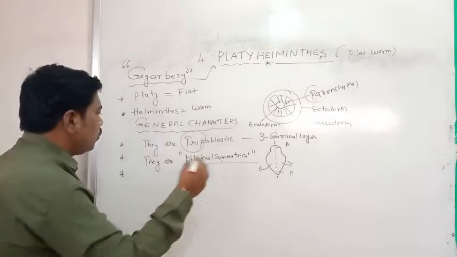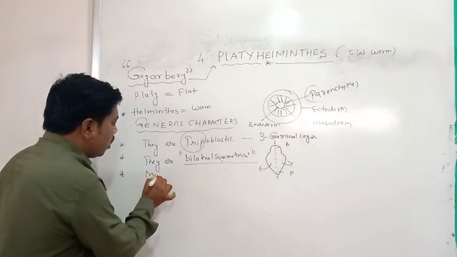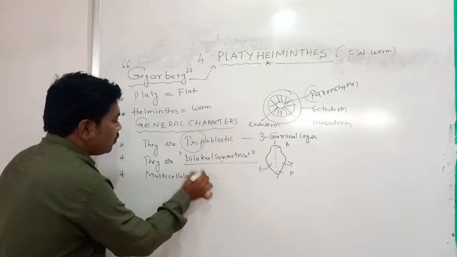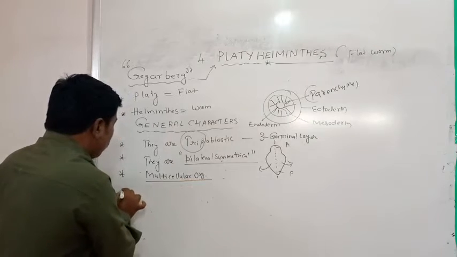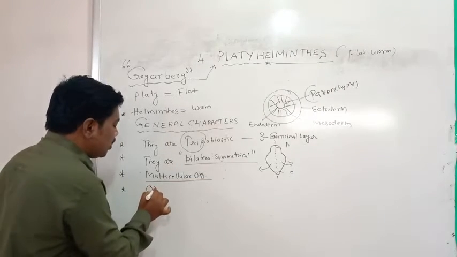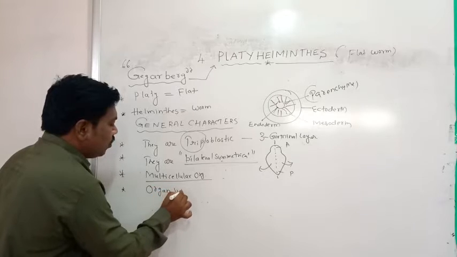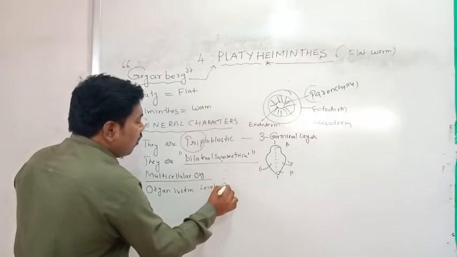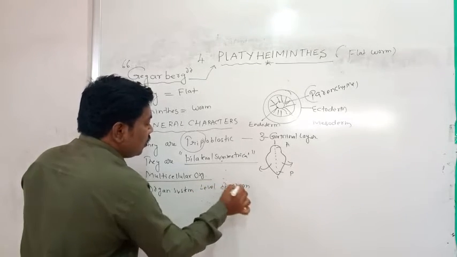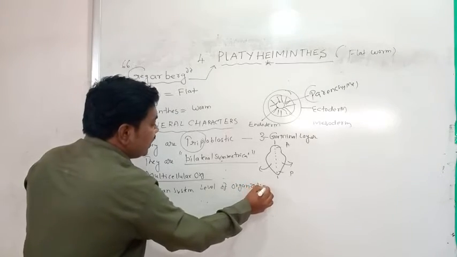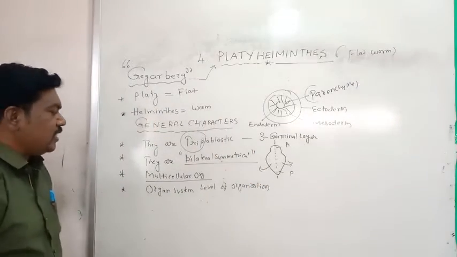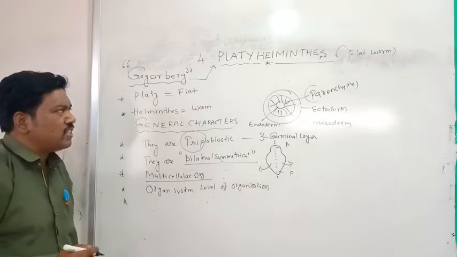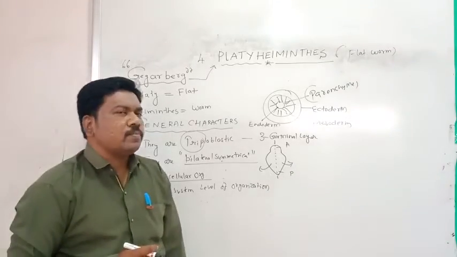Next, these are multicellular organisms. Which kind of organization is visible? Organ system level of organization is exhibited by the Platyhelminthes. The organ system level of organization is visible for the first time in the Platyhelminthes.